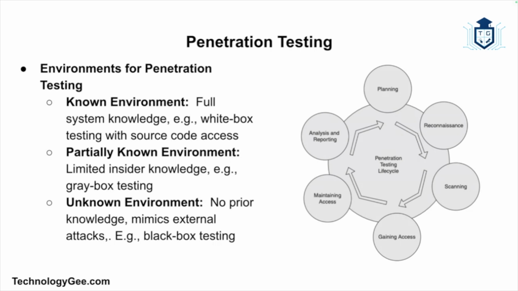Then we have what is called a partially known environment. And this simulates an insider threat with limited knowledge. An example of this is called a gray box test, where testers know some but not all system details. And then we have what is called an unknown environment, and this mimics a real-world external attack with no prior knowledge. An example of this is called a black box test, where testers rely on reconnaissance to uncover vulnerabilities.